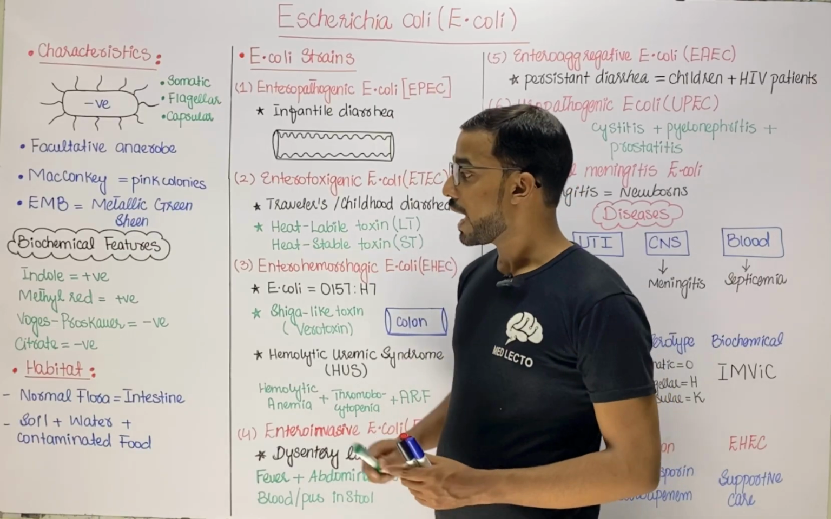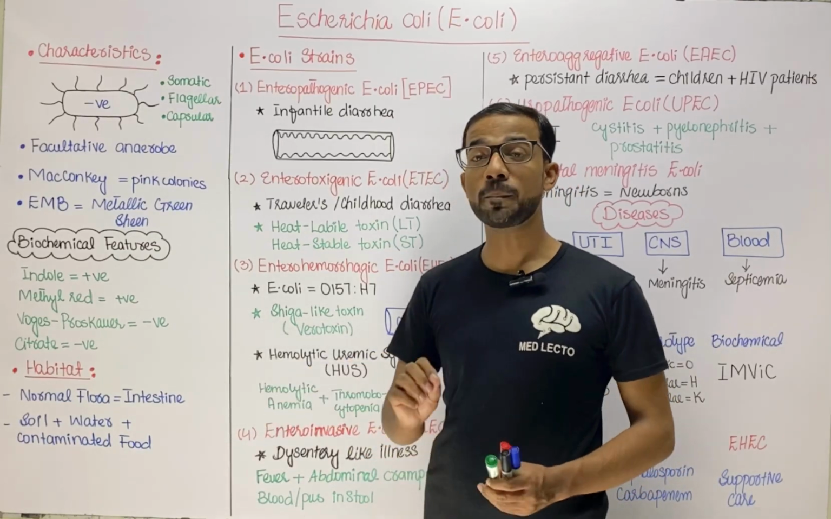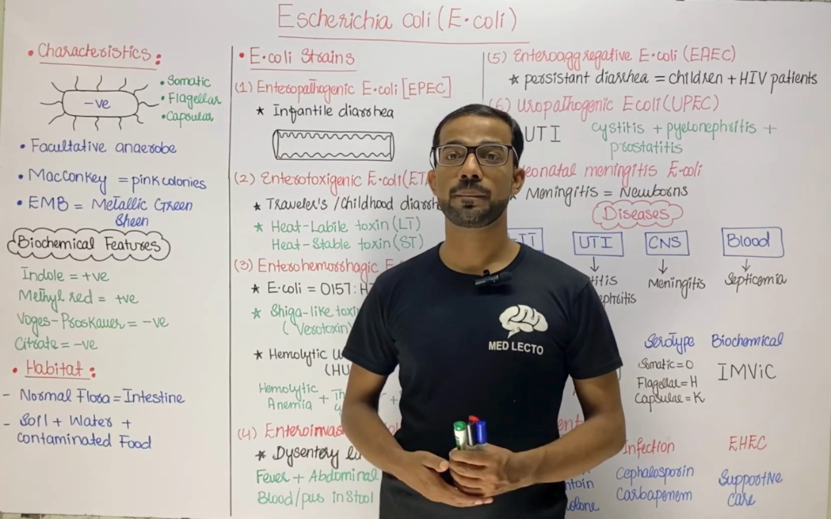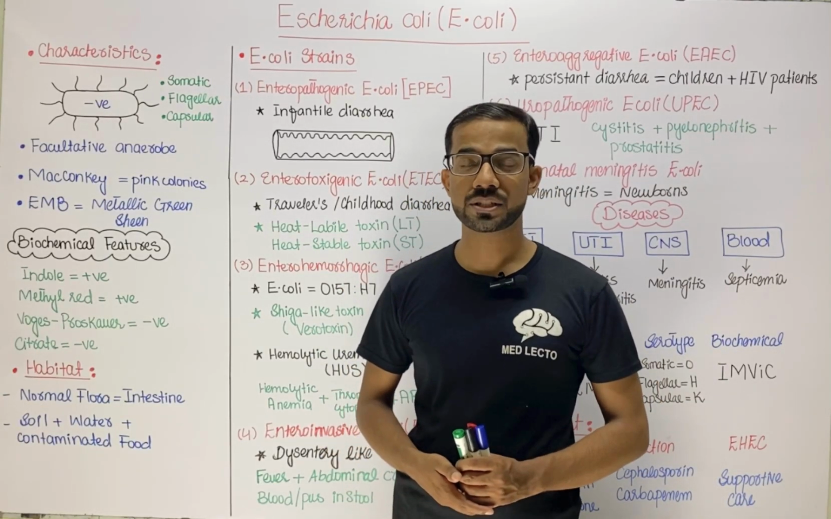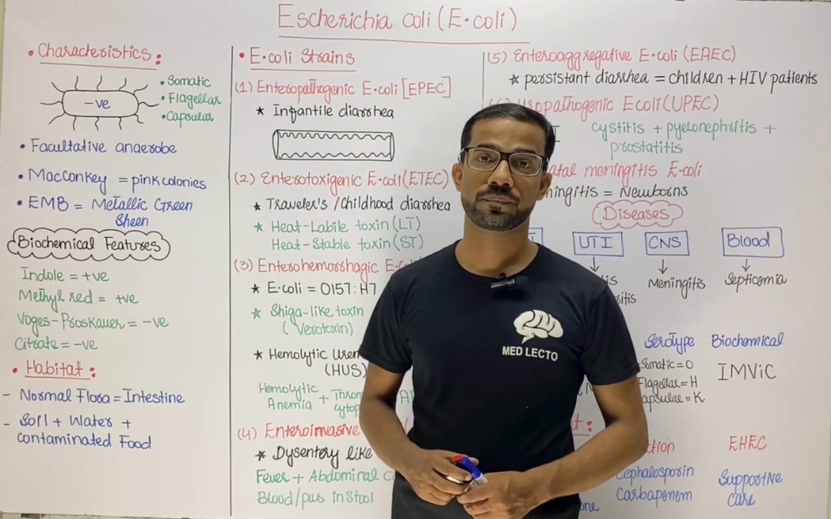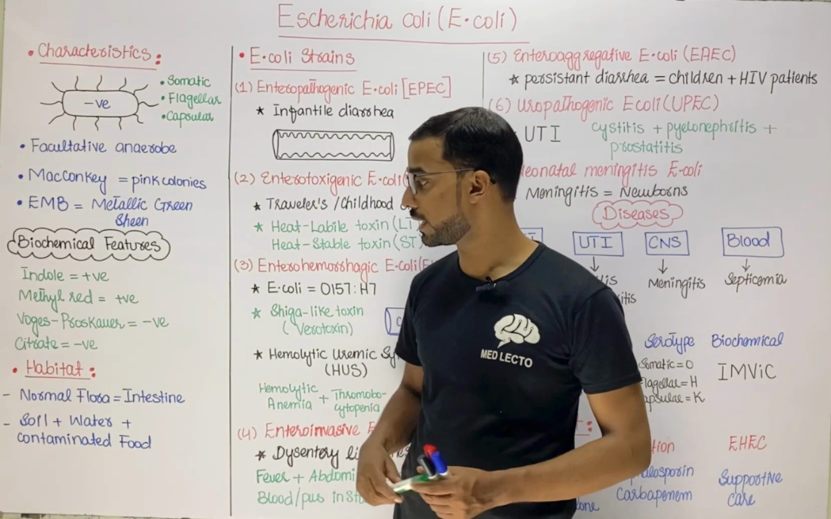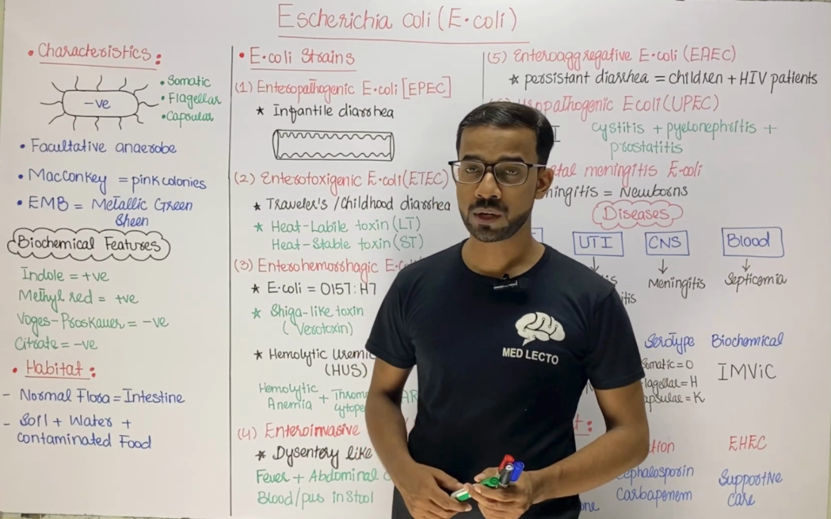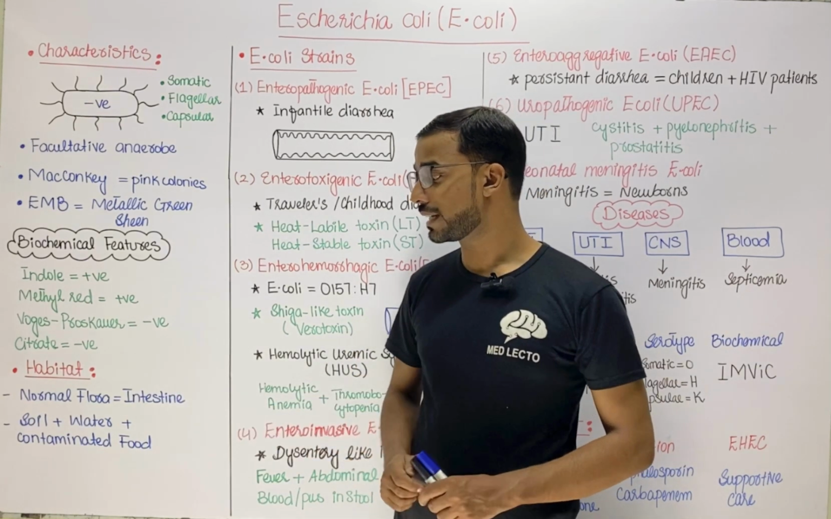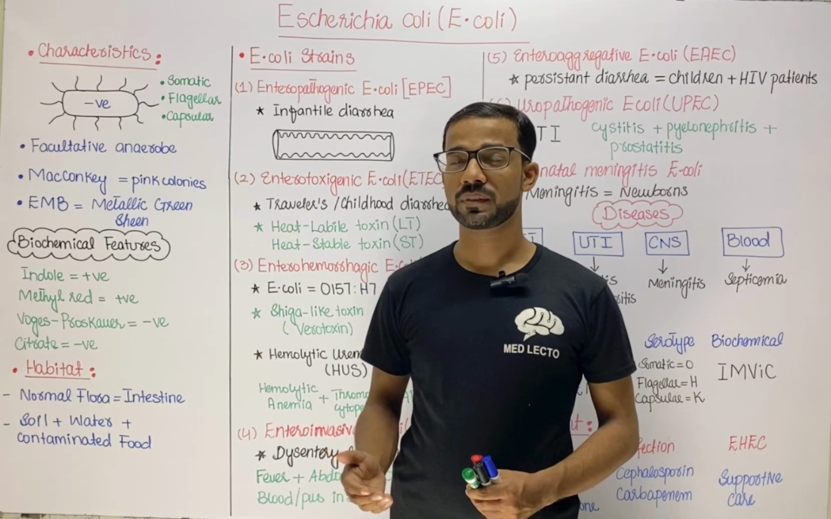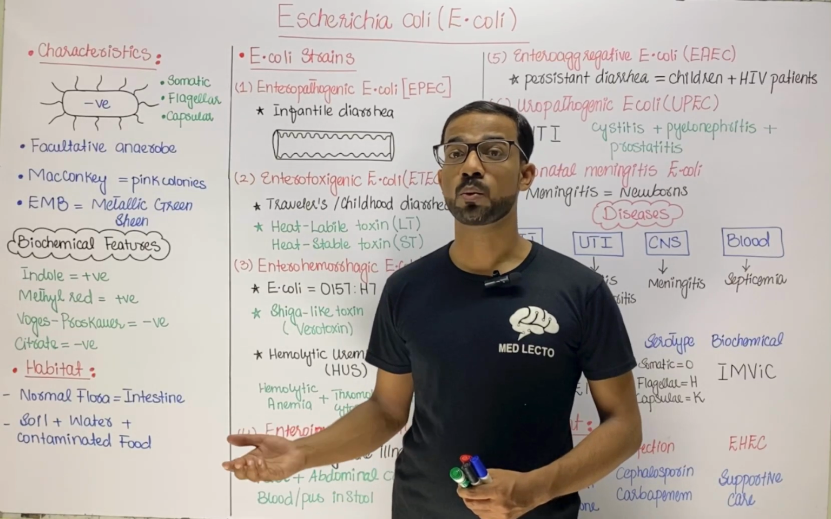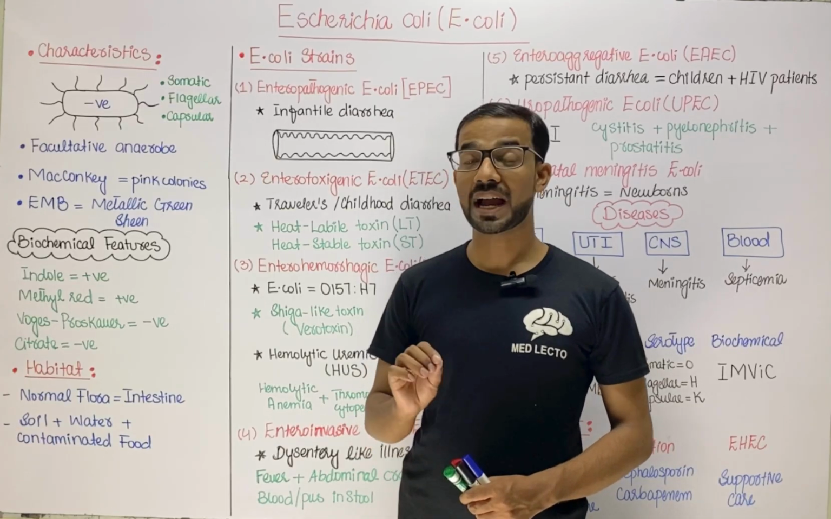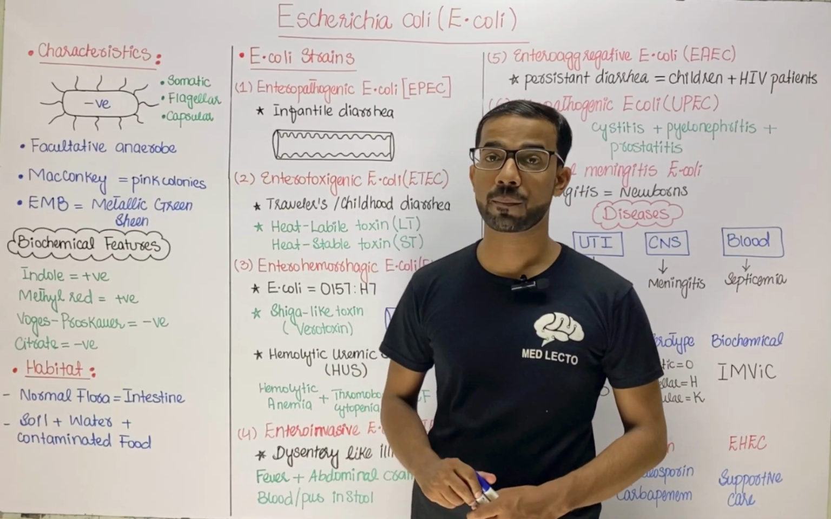Habitat. It's a normal flora of our intestine. It's normally present in our intestine because it's a normal flora. But it can also be present in the soil and water that is contaminated with stool, and it can also be present in food that is contaminated by stool, because it is secreted in the stool. So that is an important thing which you have to remember about E. coli.